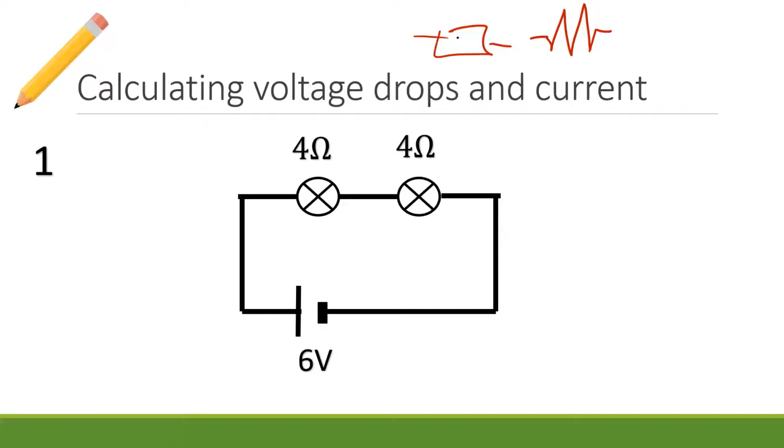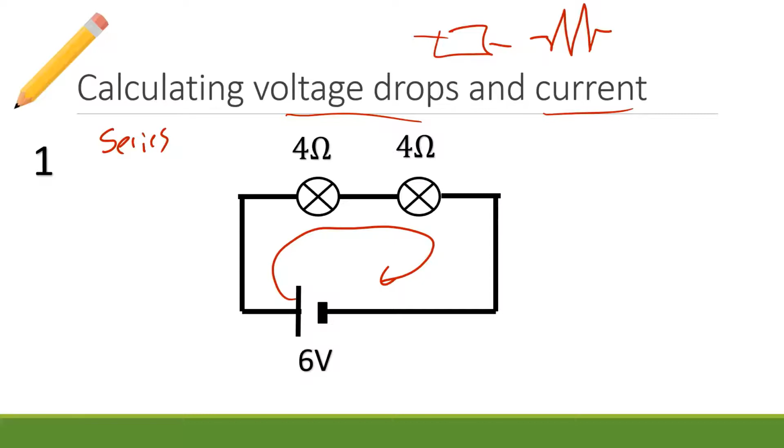So for a question like this, we have to find the voltage drops and the current. To do this, I like to break it down into a couple of ideas or steps. Firstly, let's talk about the basics. We know this is a series circuit, and the reason we know is because there's only one path for the electrons to go. The current can only go one way.